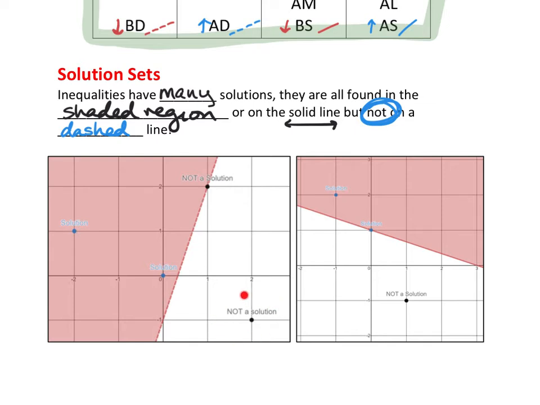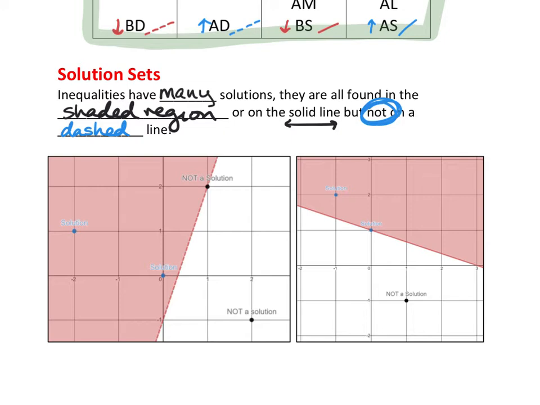Obviously, this one's not even in the shade, so it's not a solution. But if you look at the graph with the solid line, again, anything in the shade is a solution, not in the shade, not a solution. But if you notice on the solid line, that point is a solution. So that's different from the dashed line, which is why it's important to remember if you need to have a dashed line or a solid line in your solution set.